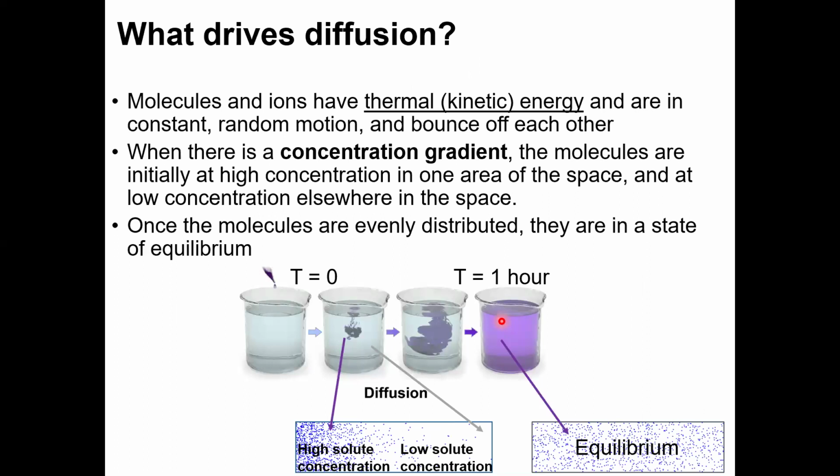So what actually drives diffusion? Any molecules, any ions, have what is called thermal kinetic energy, which means they are in constant random motion, hyper bouncing off the walls kind of scenario. When there is a concentration gradient, with high concentration in one area and low in the other, they try to reach an equilibrium where they are in equal concentrations. That's what basically drives diffusion itself.